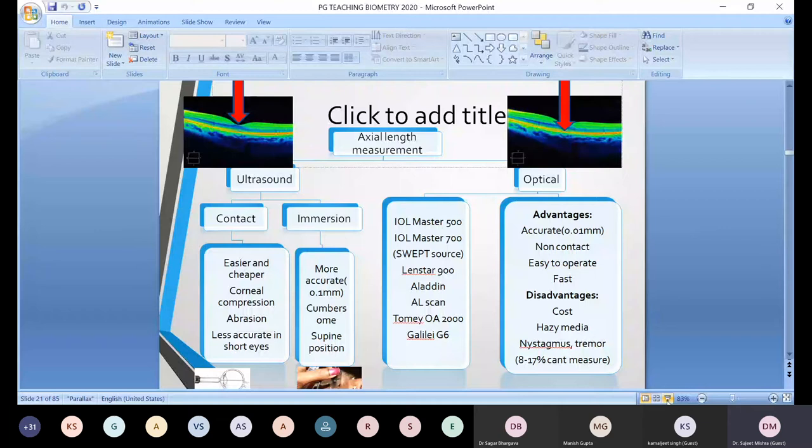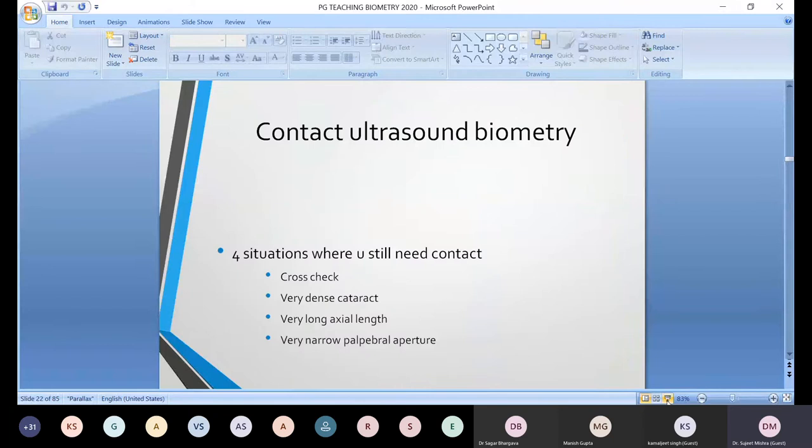So the message conveyed is, even if you own an optical biometer, it doesn't mean you have to discard your ultrasound biometry. There are four situations in ultrasound biometry where contact you may still need. One, if you don't have an optical biometer to cross-check your value; in very, very dense cataract; in very long axial length eyes; and in very narrow palpebral aperture cases where you cannot fix the Prager shell.